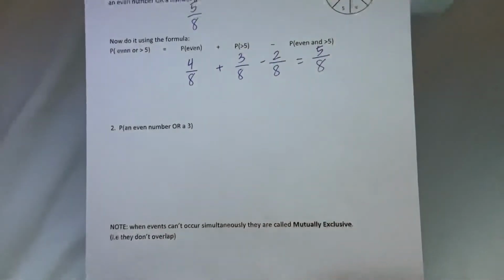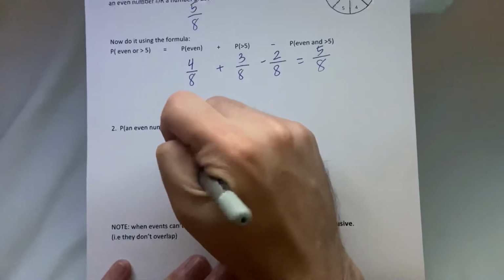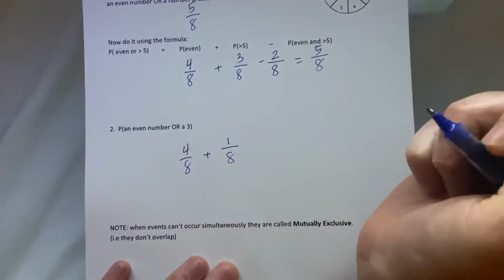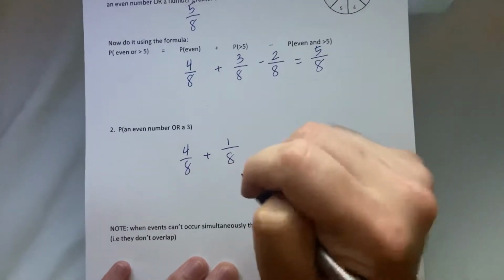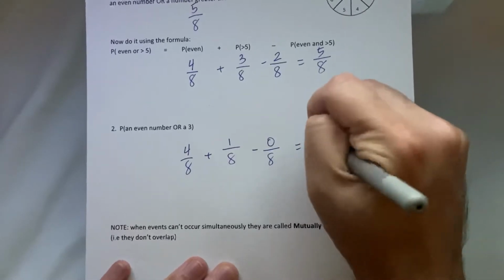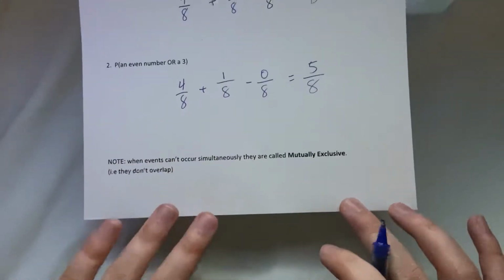Is that the probability of an even number or a 3? Okay, so even numbers are 4 out of 8. 3s are just 1 out of 8. Are there any numbers that are even and a 3? No. So we aren't subtracting anything off, so it's 5 out of 8. One thing to note: when events can't occur at the same time, they're called mutually exclusive. That's when there's no overlap, so there's nothing to subtract off.